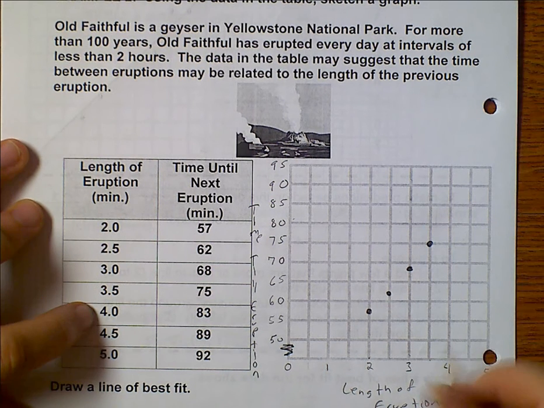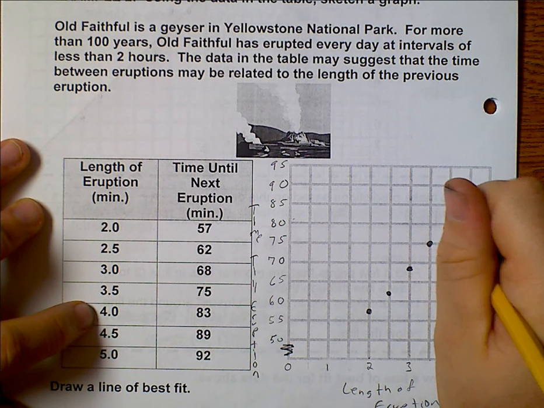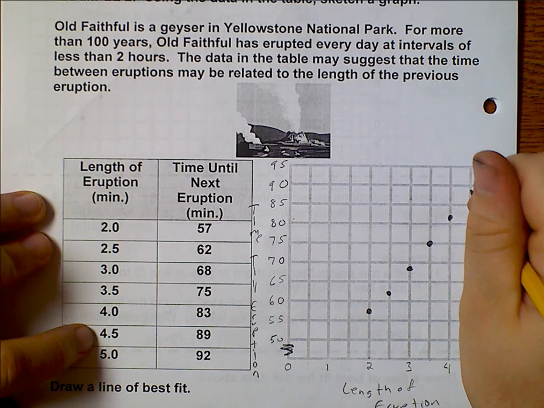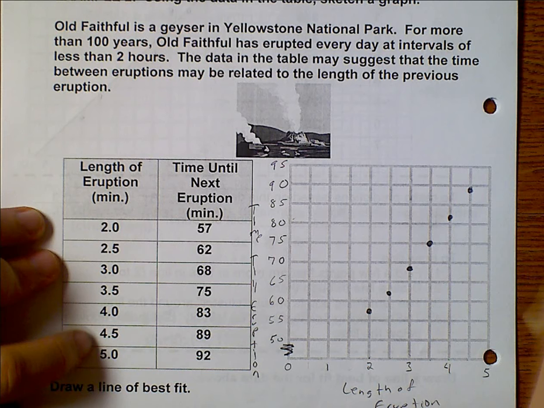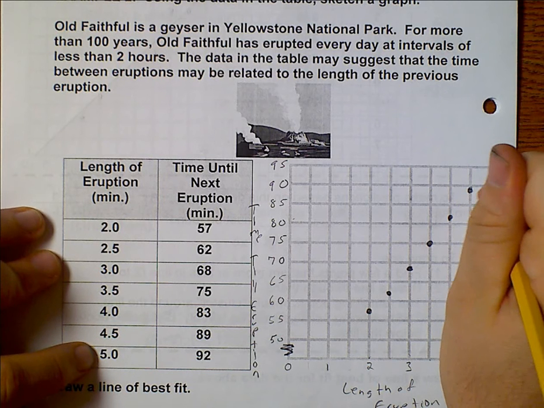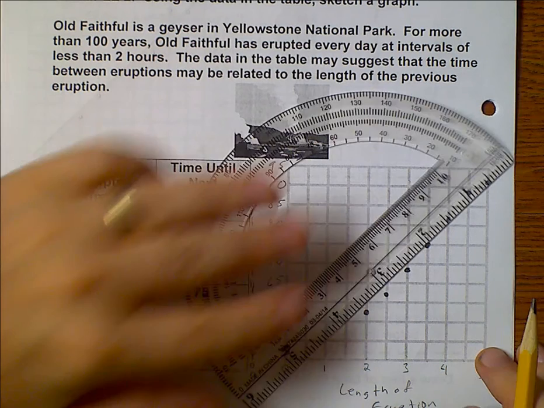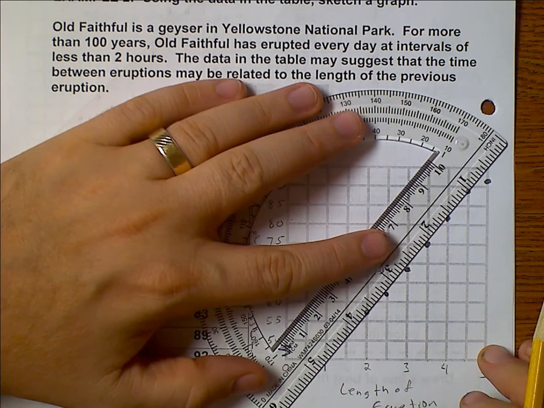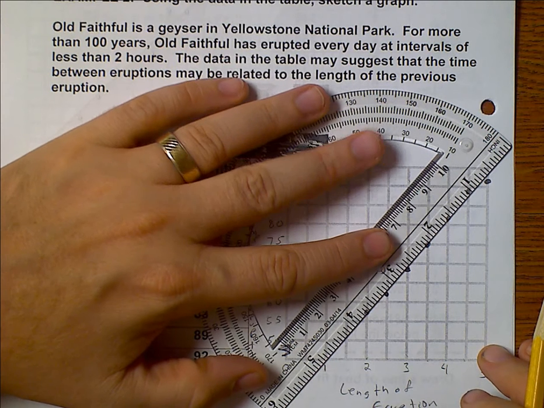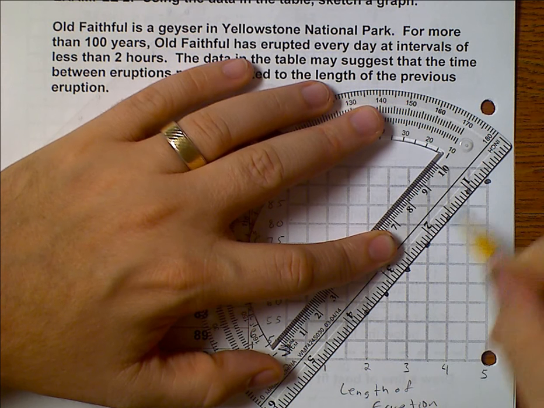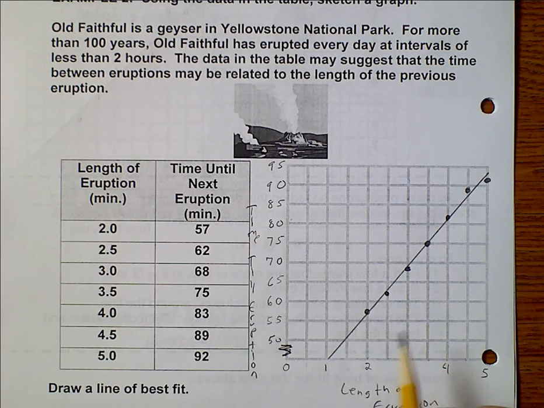4.0, that's going to be 83. Just a little bit above 80. 4.5 will be 89. So almost 90. And 5.0 will be 92. And so I have my line. Now I'm going to do an equation of best fit. And there we have it. There's my line of best fit.